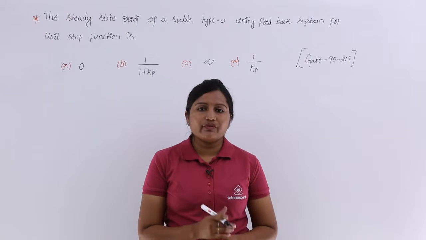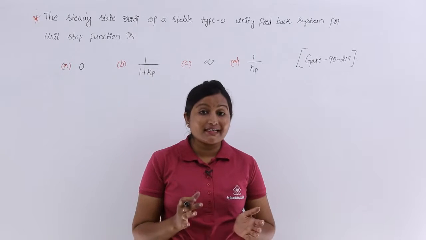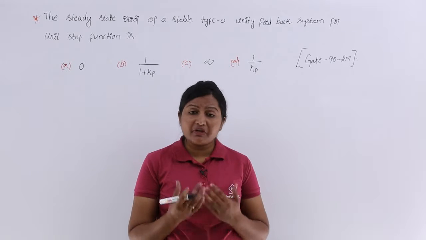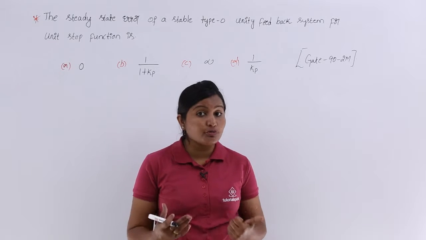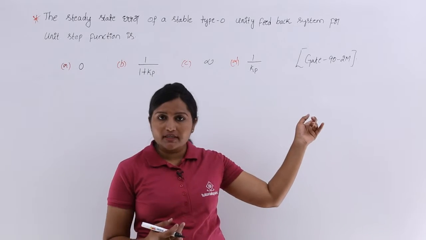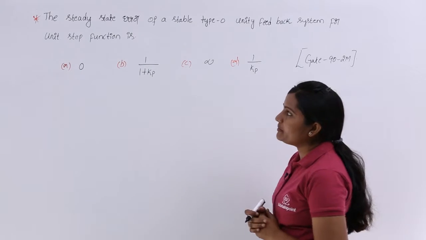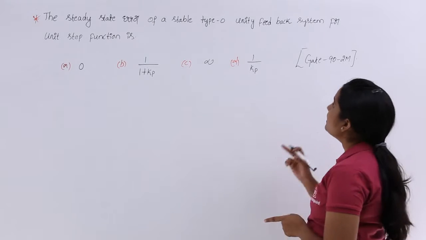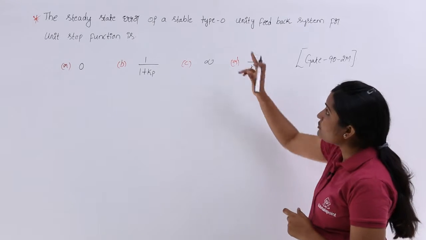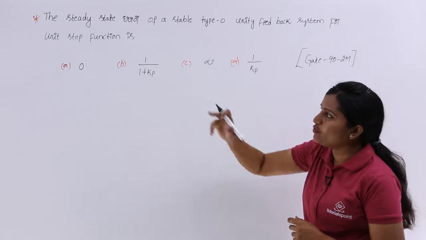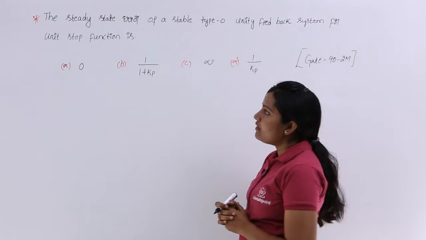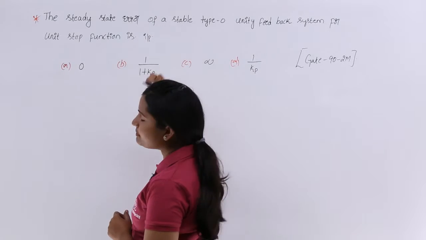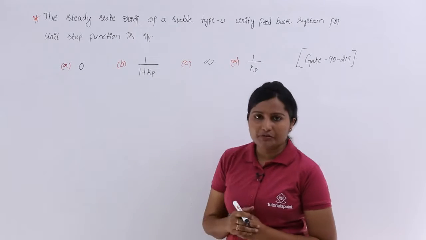In this video, we are going to solve steady state error when the input is unit step. This is a previous GATE problem given for 2 marks in year 90. So, you can see the problem here: the steady state error of a stable type 0 unity feedback system for a unit step function as input. This is the problem given, and they have given the options.